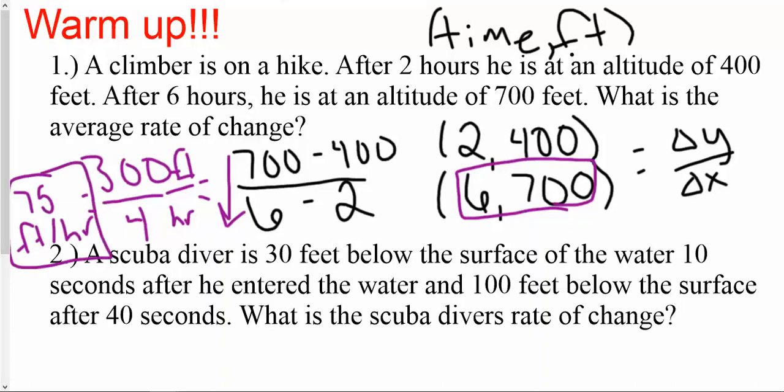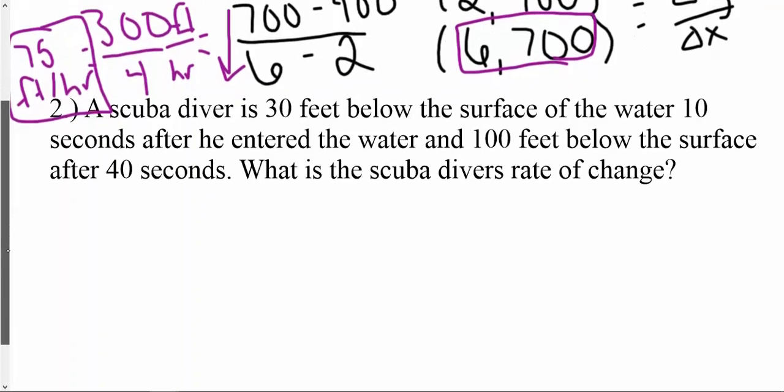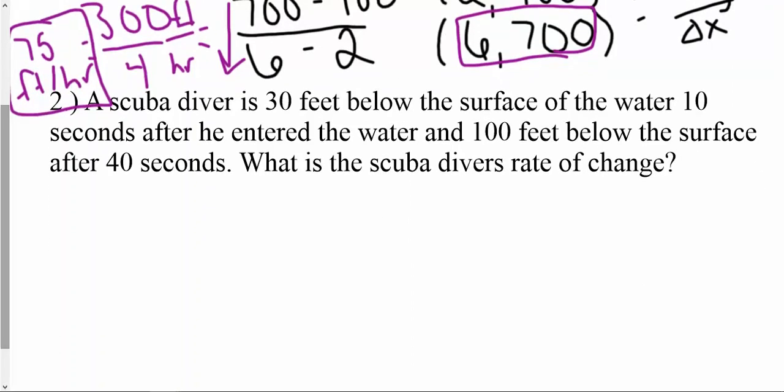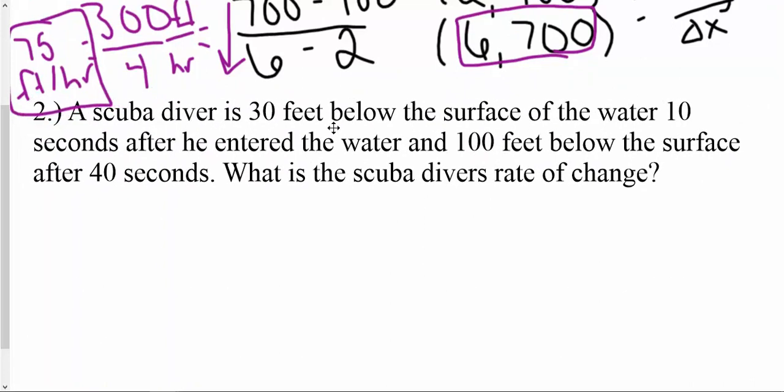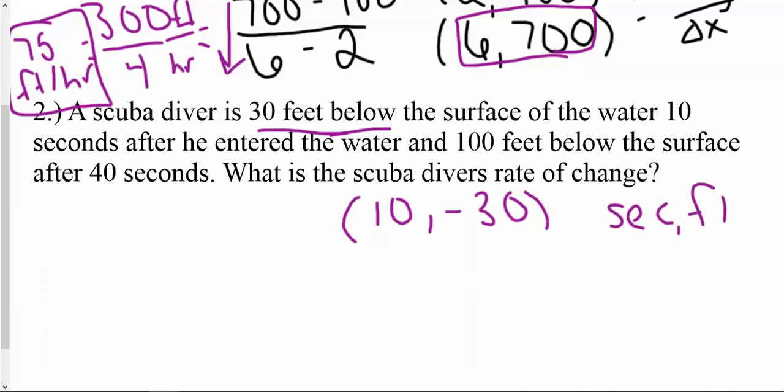Okay, for our next one, we are saying a scuba diver is 700 feet below the surface. Oh, that's supposed to be 30. Hold on. 30 feet below the surface. Below means that we're actually dealing with a negative height, meaning that this first point, which may have tripped some of you up, should be 10 comma negative 30. Remember, we're still doing seconds comma feet as our units. And then the next one, 40 comma 100. But it's got to be a negative 100 because we're still below the surface of the water.